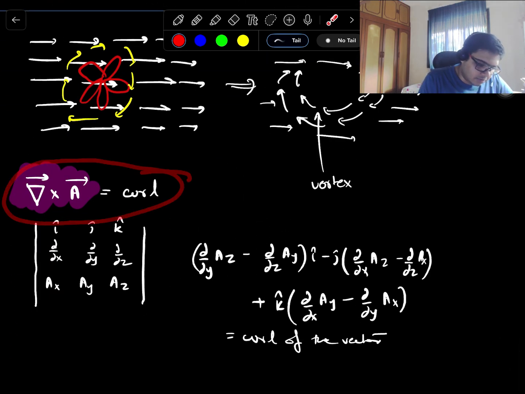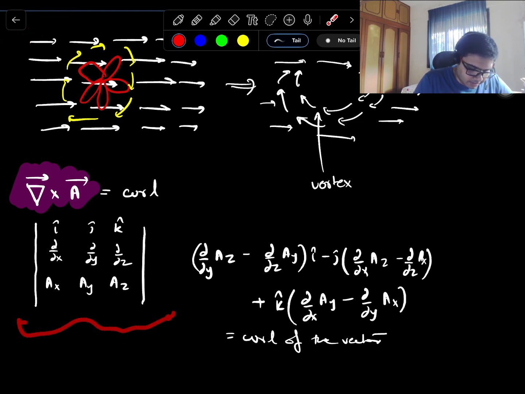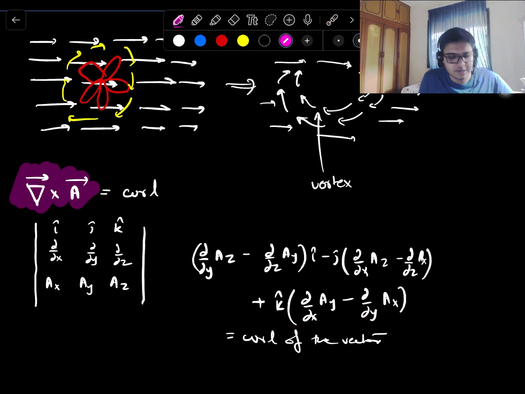Then we saw what curl means. Before that I also gave the physical example. Then I solved the determinant for this. And yeah, that concludes this basic introduction of what curl and divergence basically mean.